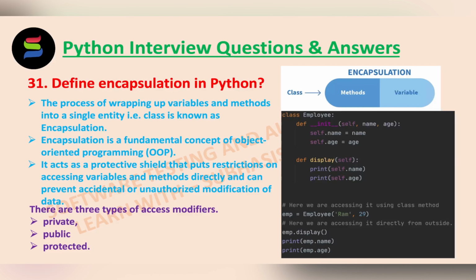So, if we see it with an example, here we have a class named employee, which has data members name and age. The class has a display function. Since we do not specify the access specifier type, it is public by default. Here we can see that we are accessing the function using the class method, and also accessing it directly from the outside. So, that is overall your encapsulation concept in Python.